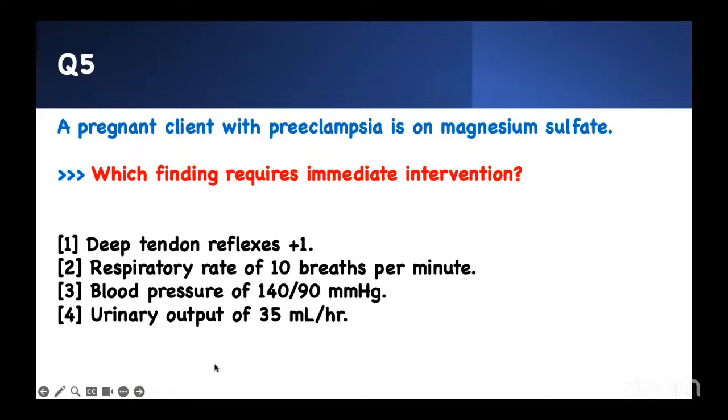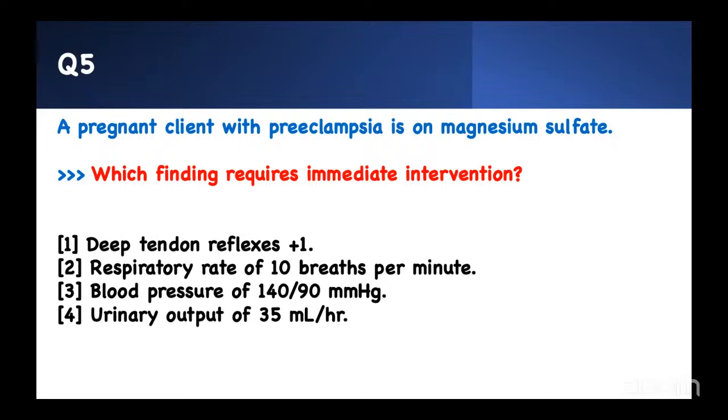Number 5. This is content that you should be able to analyze. Magnesium is a very easy question, sometimes difficult. It goes either way, and they will ask you a lot of questions because of OB, so know everything about magnesium. And this question, I like that. A pregnant client with preeclampsia is on magnesium sulfate. Why? We want to prevent eclampsia, so that she doesn't have seizures. Which finding requires immediate intervention?